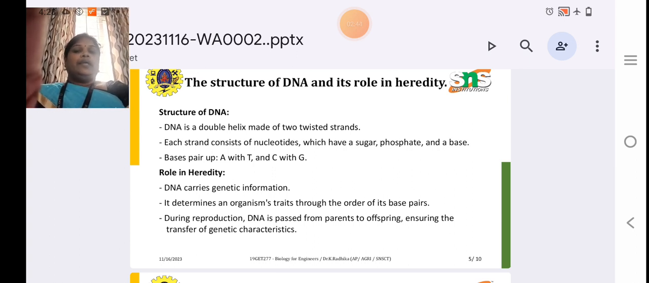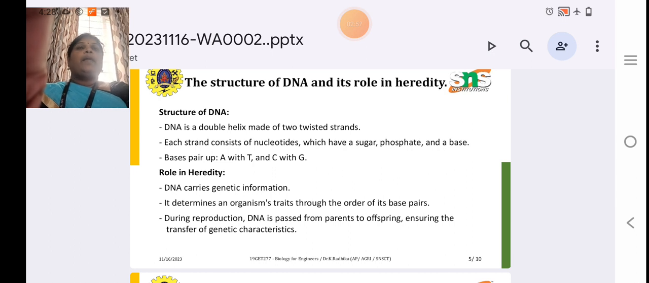Role in heredity. DNA carries genetic information. It's a very important role of DNA. It determines an organism's traits through the order of its base pairs. During reproduction, DNA is passed from parents to offspring, ensuring the transfer of genetic characteristics.